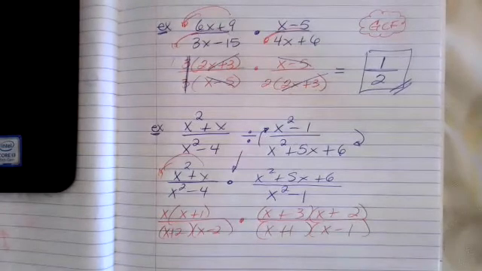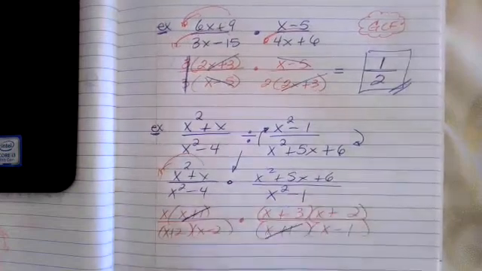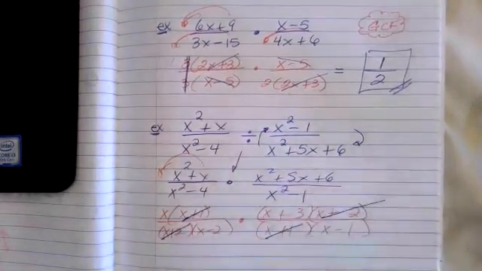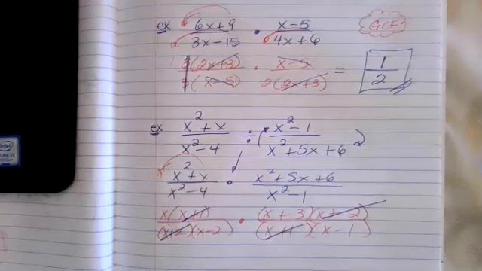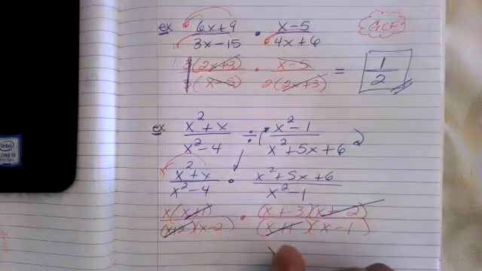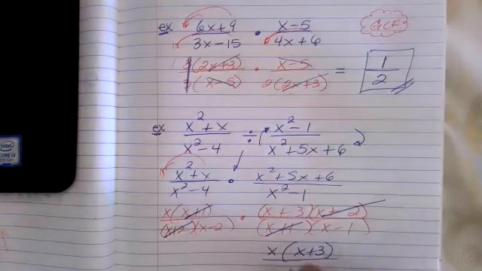So I factor all the numerators and denominators. I could cancel out from top to bottom. X plus 1, x plus 1, x plus 2, x plus 2. And that looks like it. It looks like my final answer is x times 3, all over x minus 2, x minus 1.